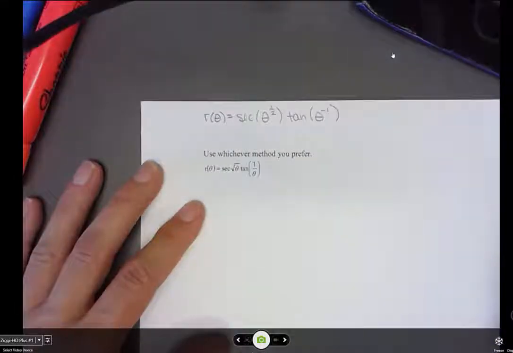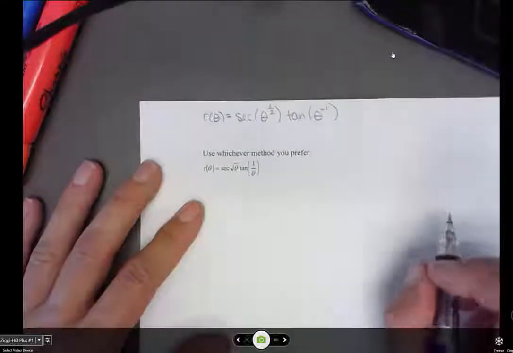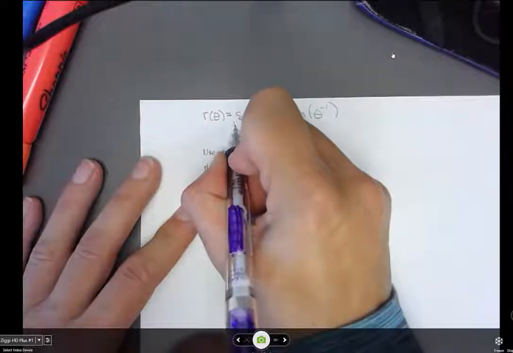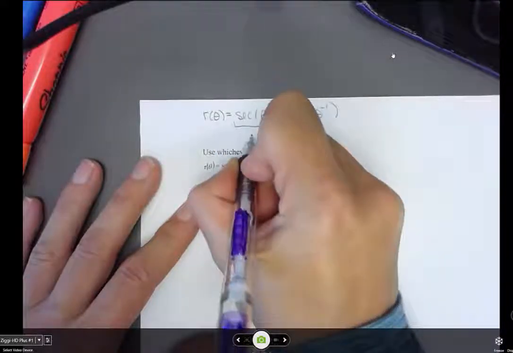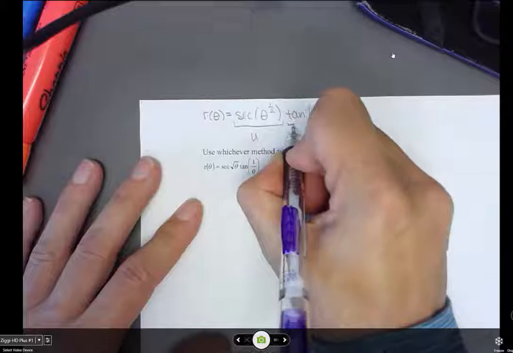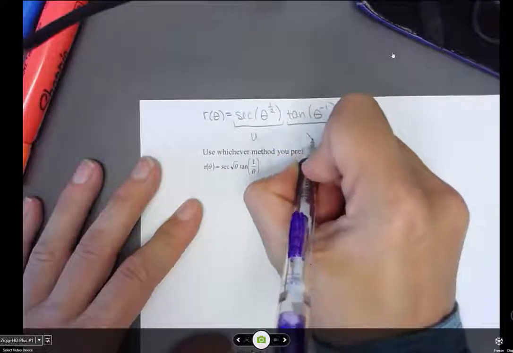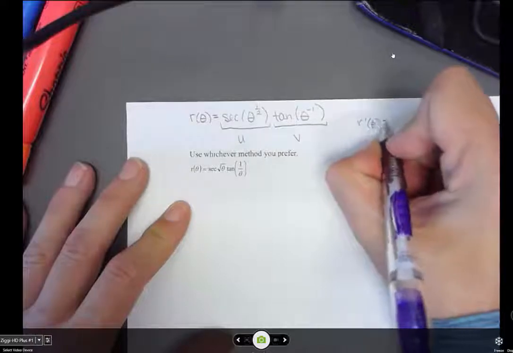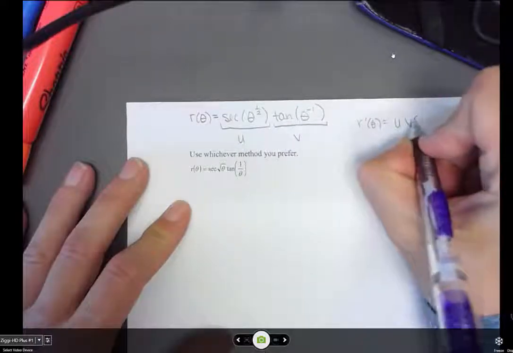So I'm going to have to use the product rule, but I'm also going to have to use the chain rule. So first, the product rule. I'll think of this as my u, and this as my v. So then r prime will be u times v prime plus v times u prime.